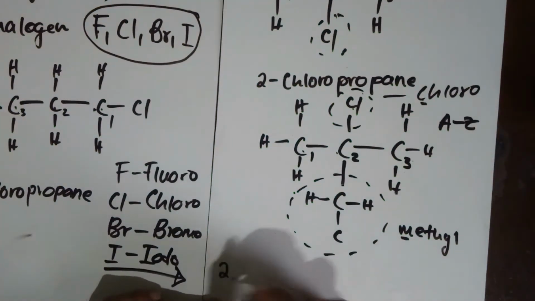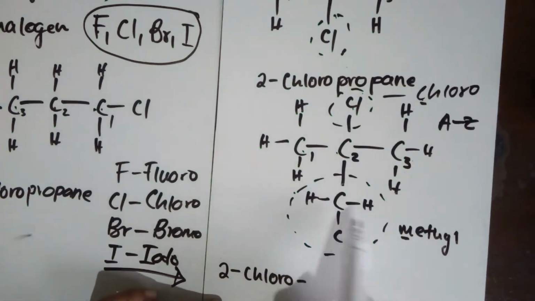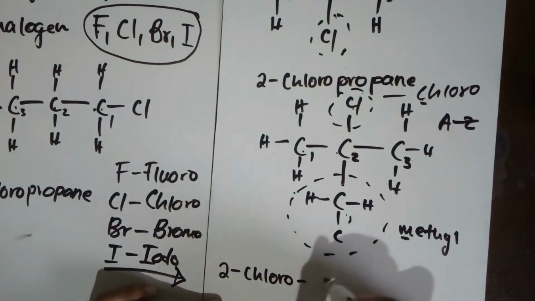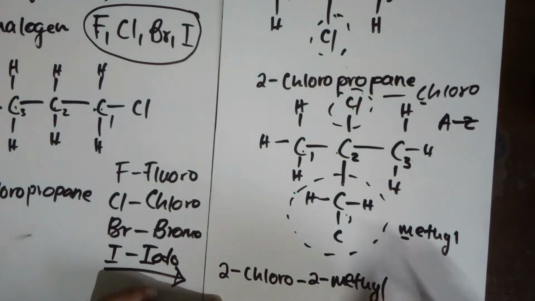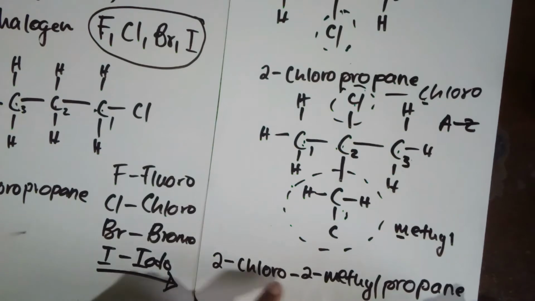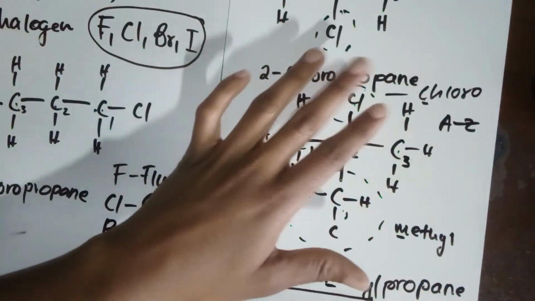So it's going to be 2-chloro, another dash 2, because we also want to include the methyl, which is our alkyl substituent. So it's going to be 2-methyl, right? And then the longest chain, we said it is propane. So the name for this is 2-chloro-2-methylpropane. C comes before M. If you have more than one substituent, it's just a matter of organizing them in alphabetical order.